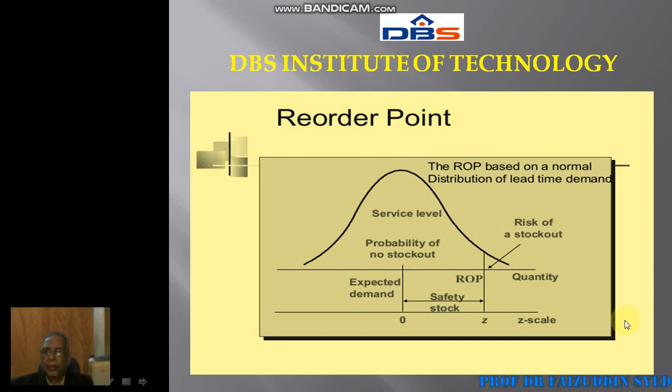point. The reorder point is based on a normal distribution of lead time demands. In the lead time demands there should be a sufficient safety stock, because in the lead time we will have to serve the expected demands and the future demands. So if you get the stock out, we will have to face a risk of stock out.